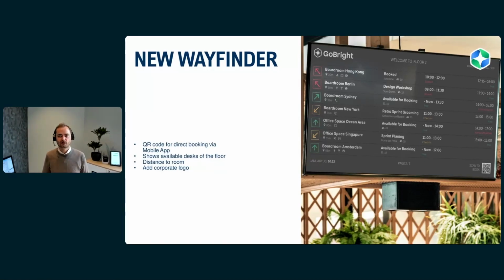We also have added the number of desks which are available on that floor, to give that information to the user so that they can clearly see if there's space to work. We've added the distance to the room so people know how far it is from that wayfinding point. And you can also customize it more, to add your own logo in the left top corner where you now see the Go Bright logo.